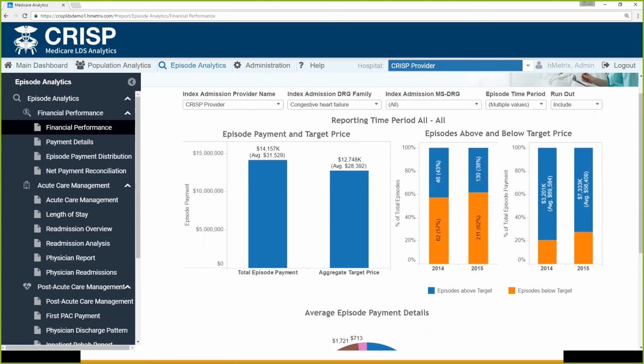So these are the episodes where the total episode payment is below some benchmark or above that benchmark. If it's above that benchmark, that means there's probably some opportunity to reduce that payment down. It's usually due to things like readmission or high cost post-acute providers. Whereas when it's below the target or benchmark, that means that particular episode performed well, and maybe you want to show that to physicians on different practice patterns.